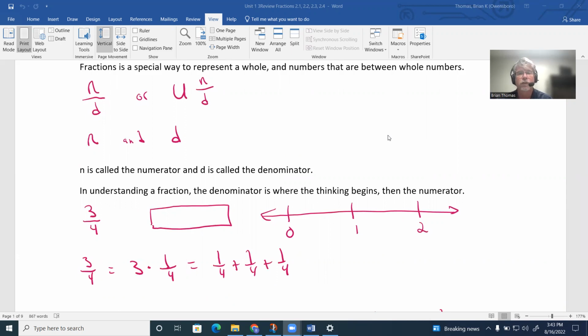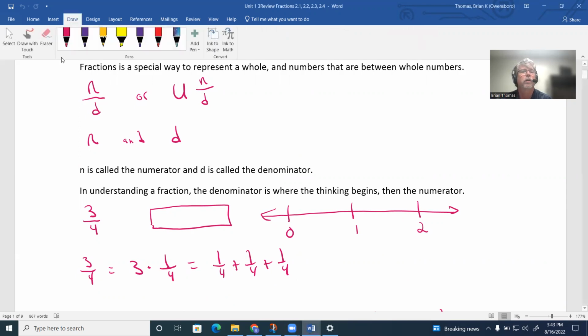So when we have this 3/4, remember, the 4 means to cut into 4 equal pieces. We have cut that in half and then cut each half in half. That gives us our 4 pieces. And 3/4 means you would take 3 of the 4 pieces. So that represents 3/4 of a whole. You have to cut the whole into 4 equal pieces and then take 3 of the 4 pieces.